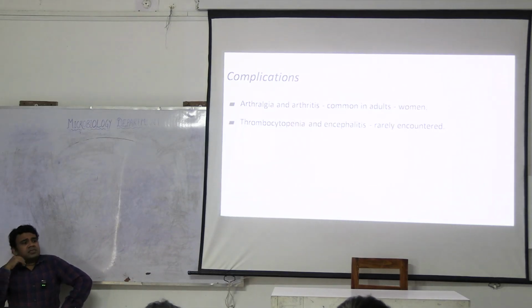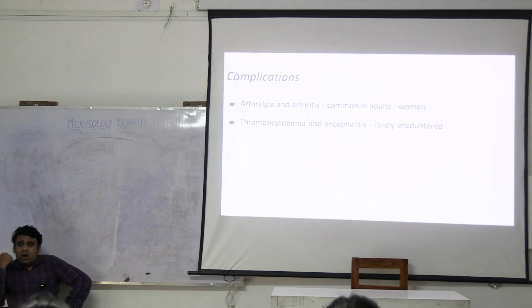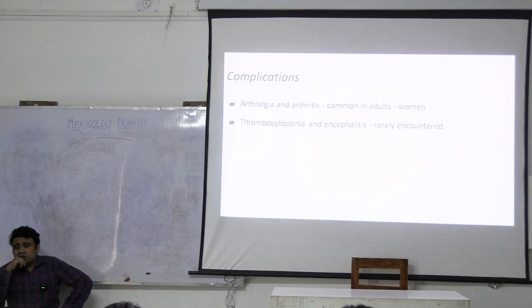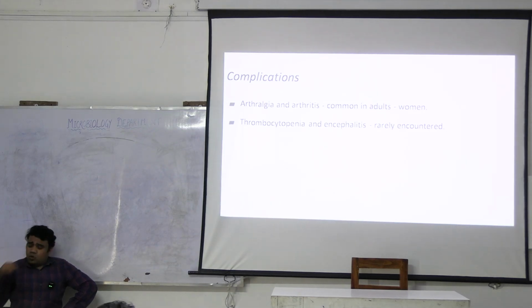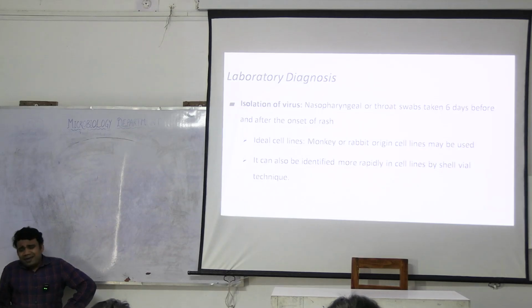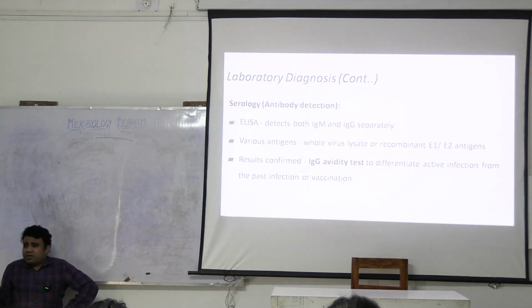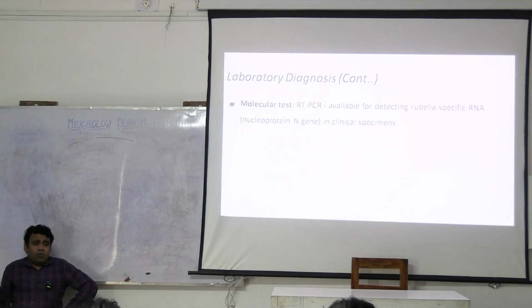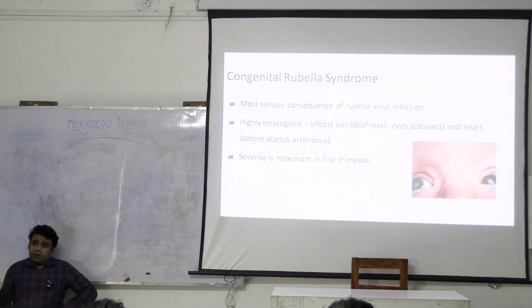This also has other systemic complications, like it can affect various organs including the joints, leading to arthralgia or arthritis. It may also affect platelets, leading to thrombocytopenia, and like measles virus, it can also affect the central nervous system, causing encephalitis. Diagnosis is again generally clinical, but however, virus isolation, serology, and molecular test can be used for detection.